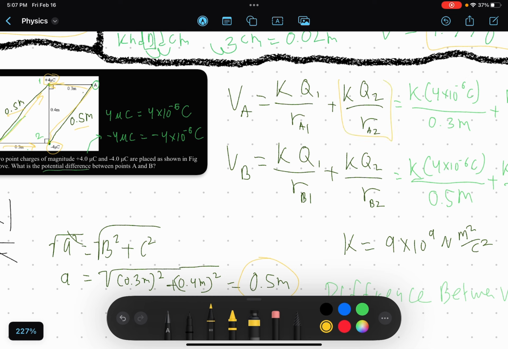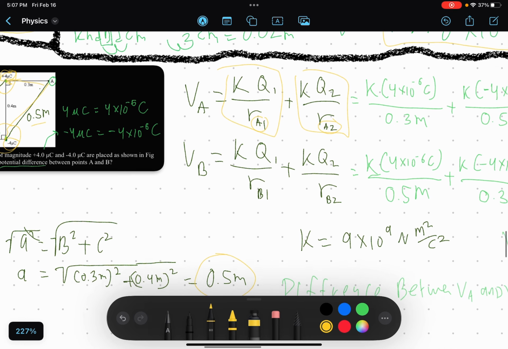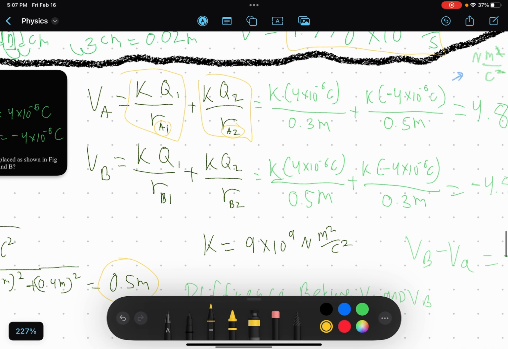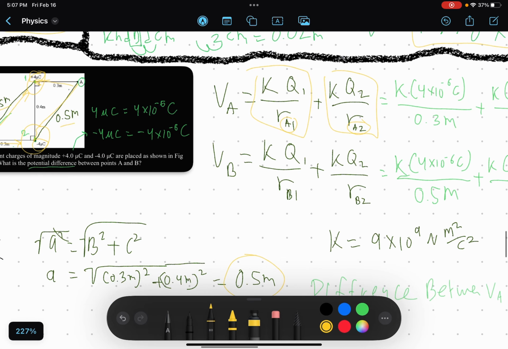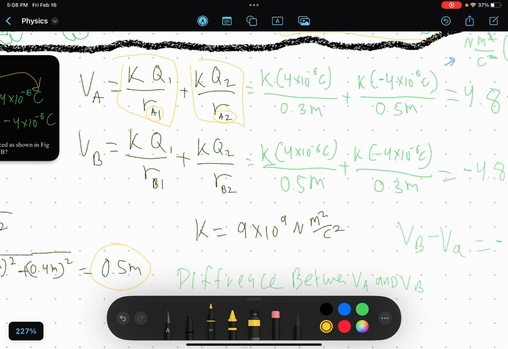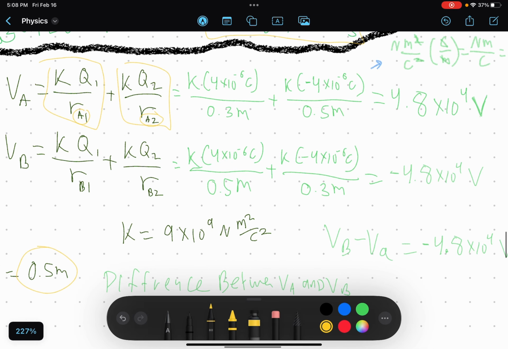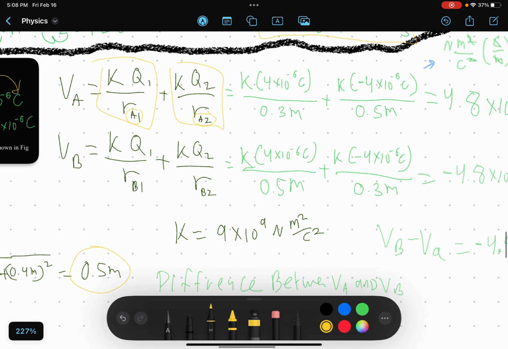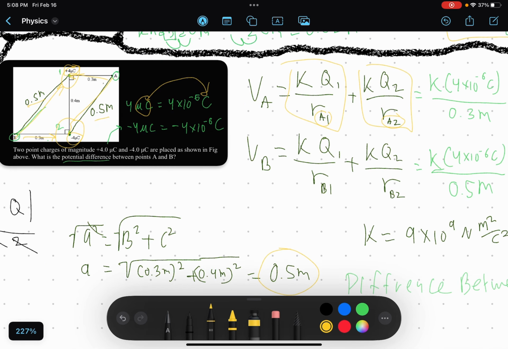We added the voltage from point 1 and voltage from point 2 according to point A. That's why I have the RA1 and RA2. And then we just plugged it in from there. Don't forget that because it's microcoulombs, you need to convert to coulombs. Same thing for, well, the distances are in meters, so you're good. Double check that you have the right distances, like this one's negative, this one's 0.5, because on this side, the negative charge is 0.5 meters away from the A.